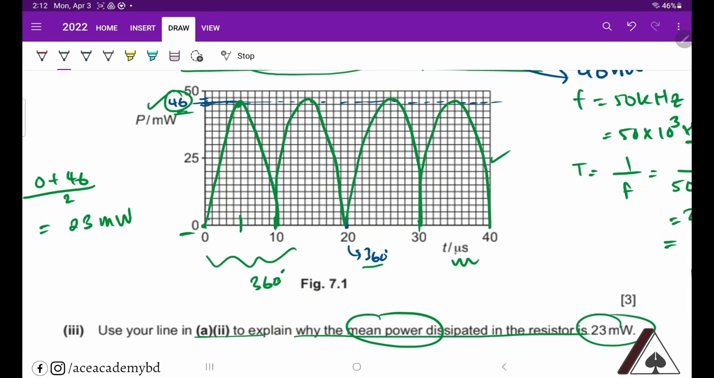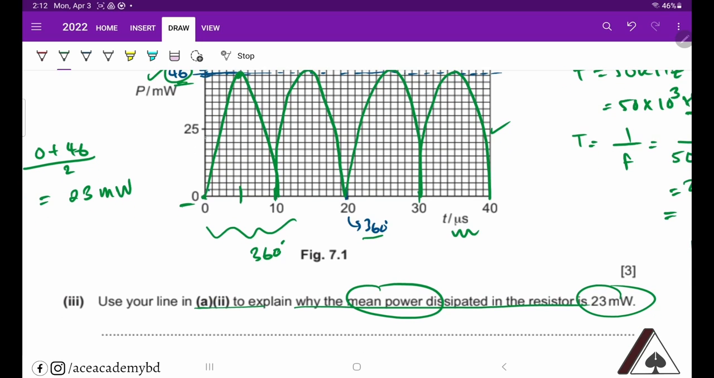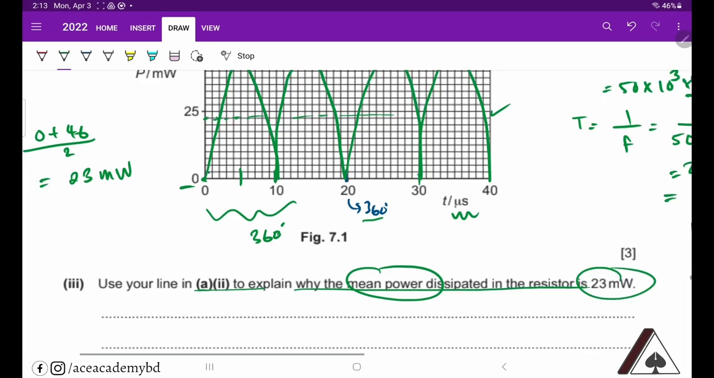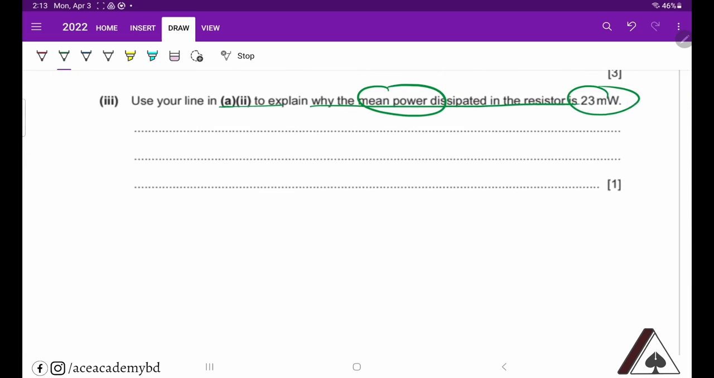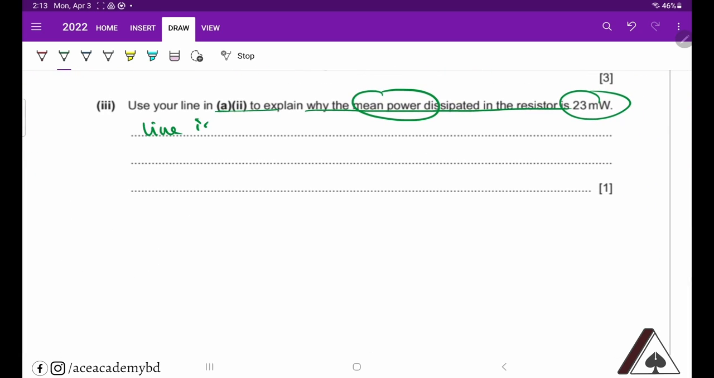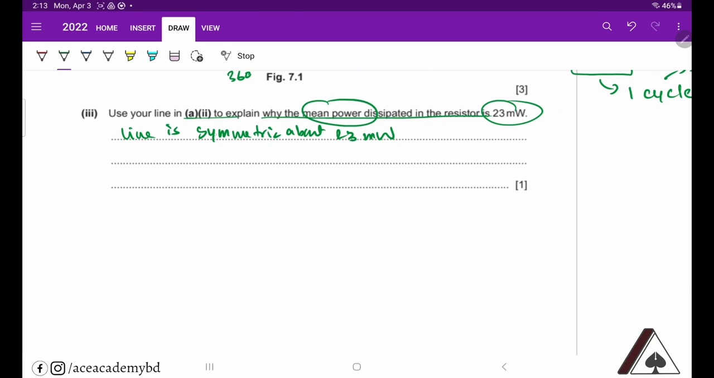So that's what we are going to explain. 23 can be somewhere here, I guess. If you draw a line at 23, these two parts will be symmetric. So that's what you have to write: the line is symmetrical about 23 milliwatts, since they have asked us to use the line in A2.